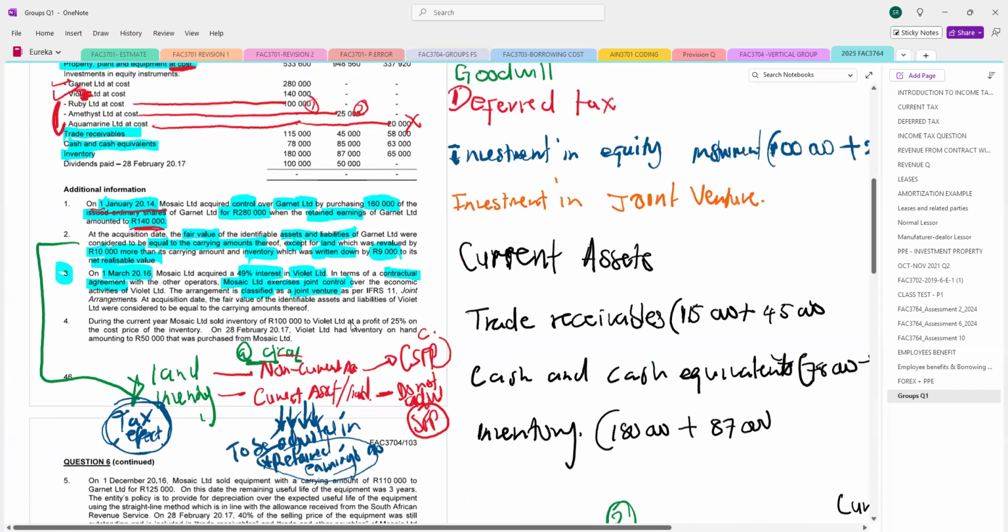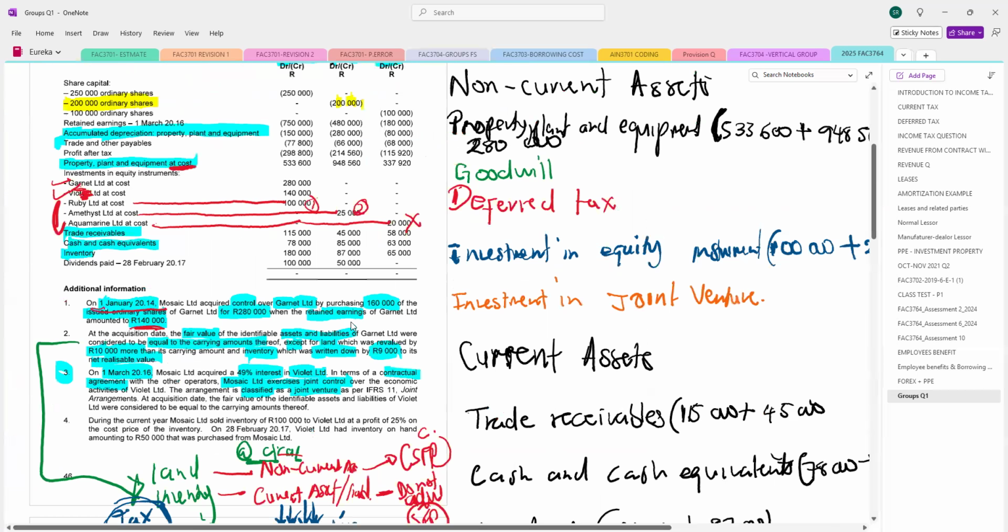Now, remember, you can pay with assets as well. You can pay with shares as well. So you can either pay with cash, with shares, or with assets. You are allowed to. If you are paying with assets, you're going to measure it at fair value. Please write it down somewhere. If you are paying with assets, you will measure it at fair value. So you check the fair value amount.